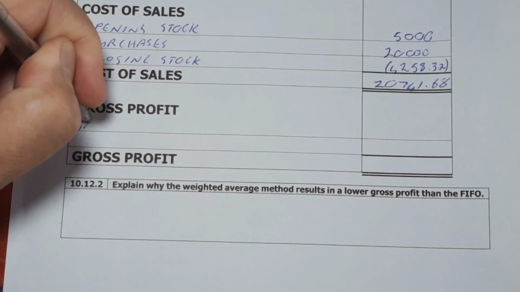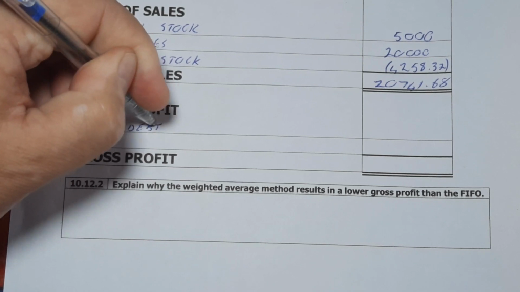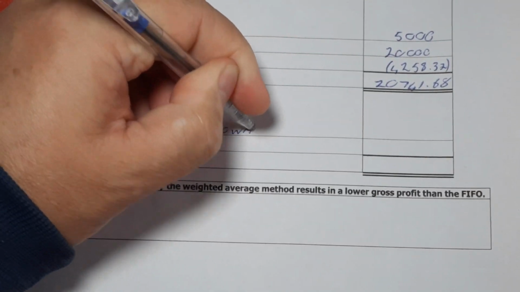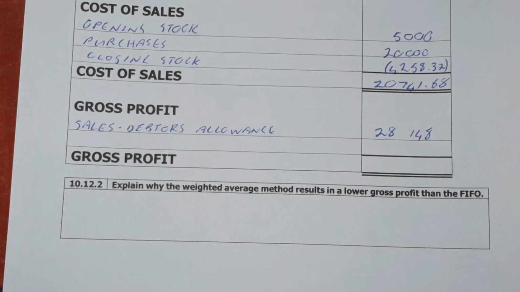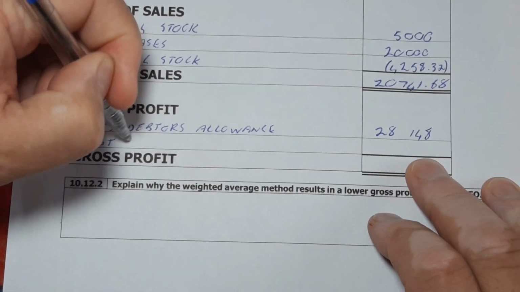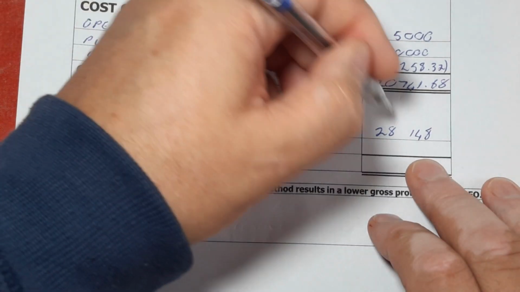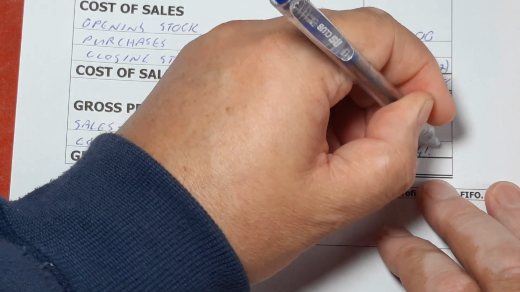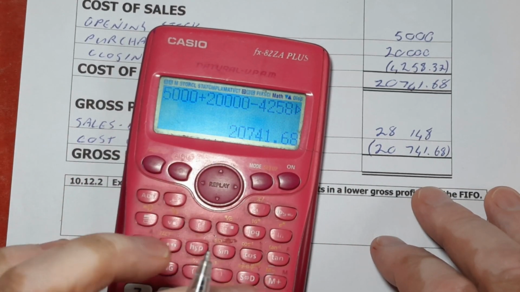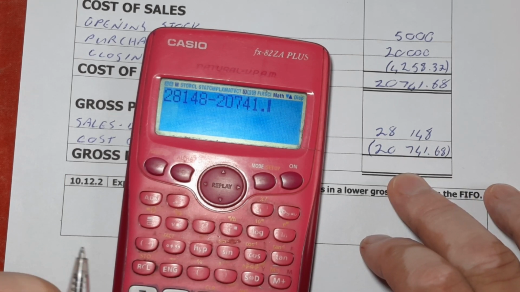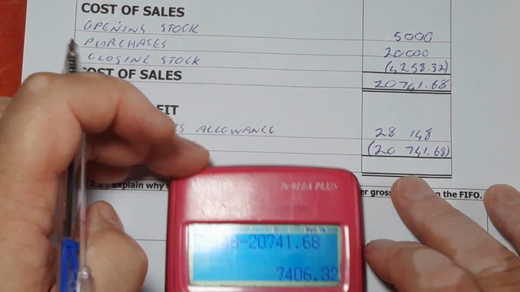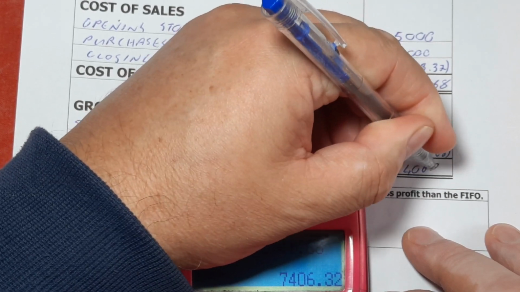Gross profit is always sales minus debtors allowances. In this case, sales would be the same, 28,148, which is the amount of what we sold. The 1,286 units were sold. Total sales was 28,148. We calculated cost of sales, in this case, to be 20,741.68. So if we subtract the two, 28,148 minus 20,741.68, it gives us 7,406.32.